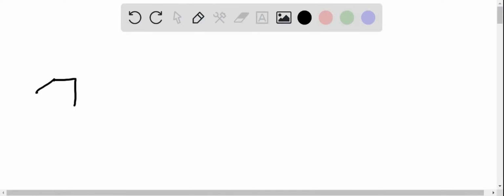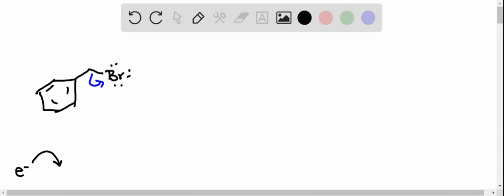In this problem, we start out with a benzene ring, and this has an alkyl bromide side chain on it. And we're given a mechanism arrow that looks like this. So real quick, if we're looking at mechanism arrows, we're going from the electrons to where they end up.